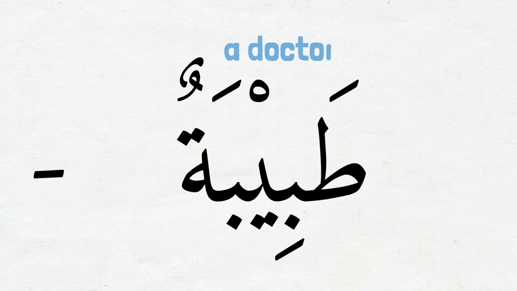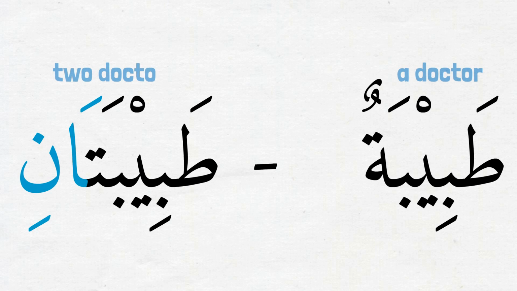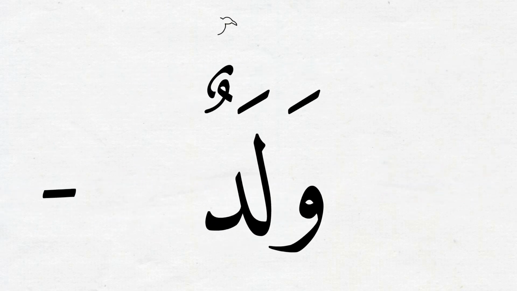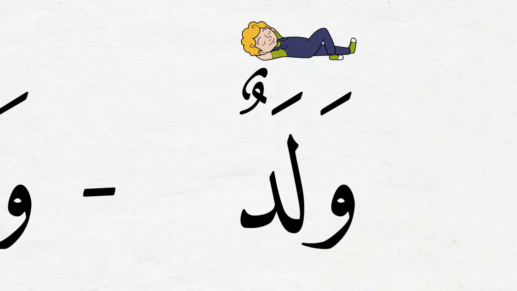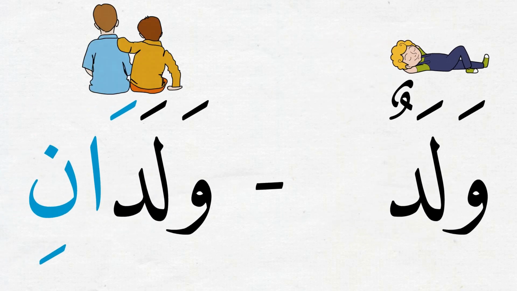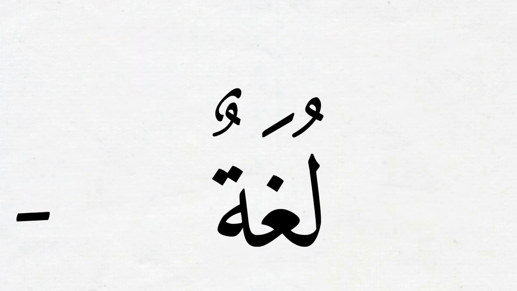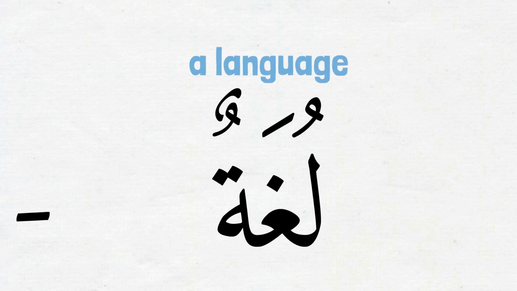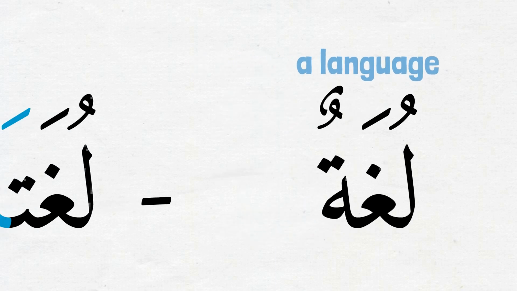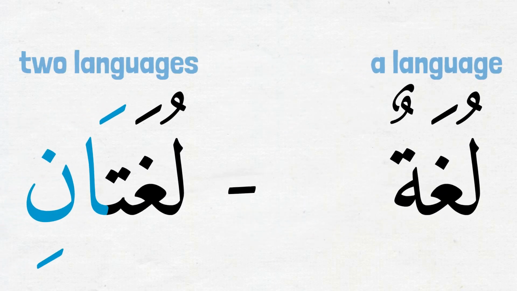The next ism is tabibatun, a female doctor. What do you think is the muthanna form of this word? It is tabibatani, right? Very good. Tabibatani means two female doctors. Waladun, a boy. Two boys will be waladani. Lughatun, a language. How do we say two languages? Lughatani, right? So lughatun became lughatani.